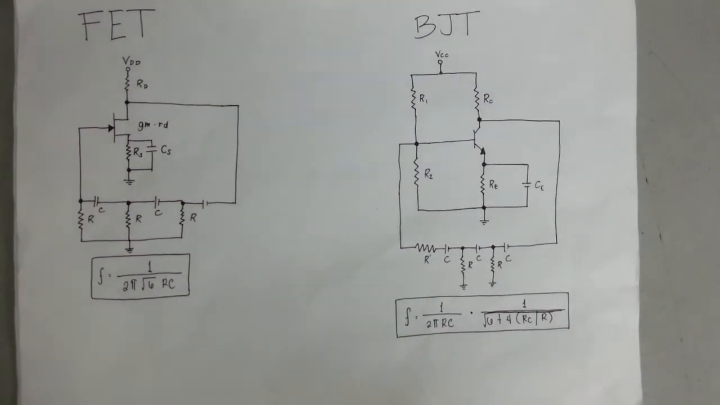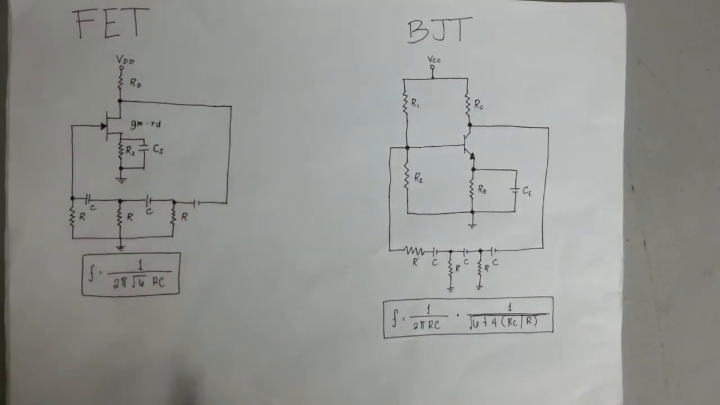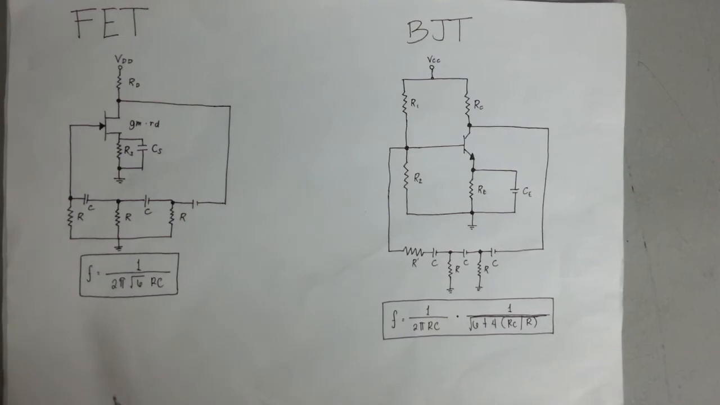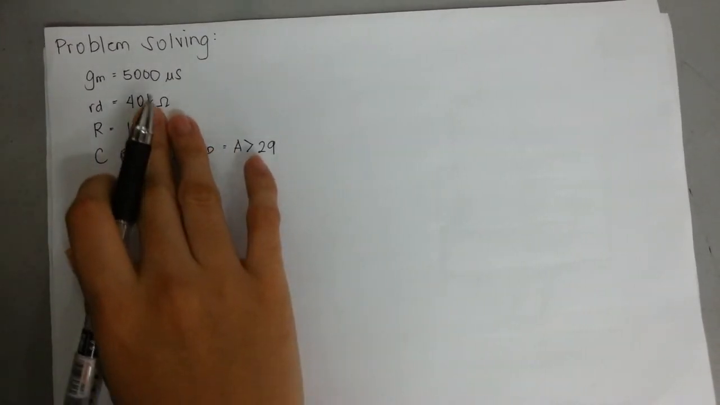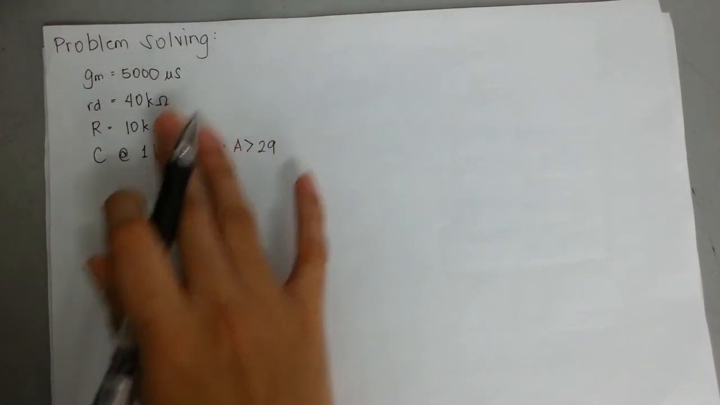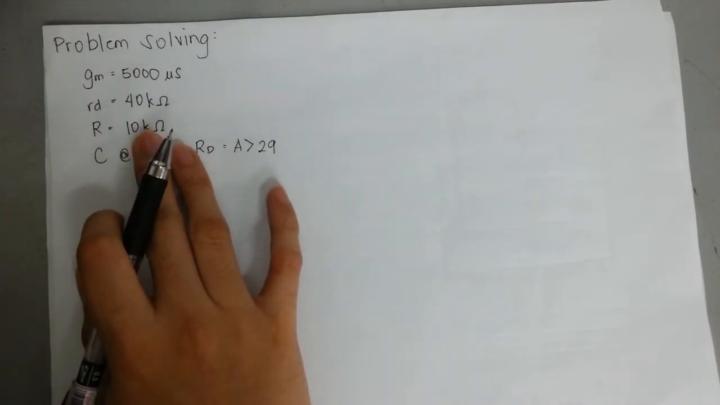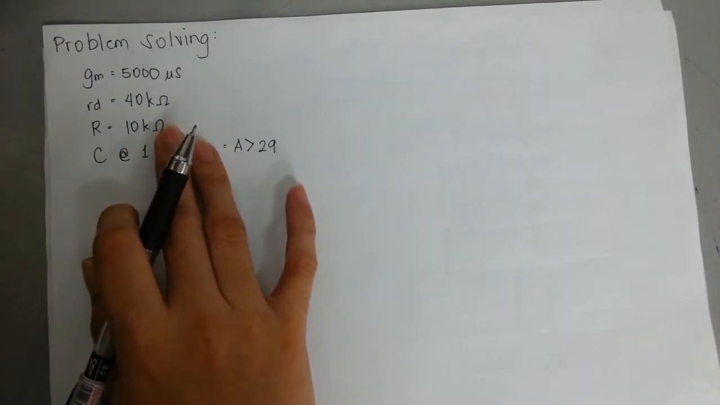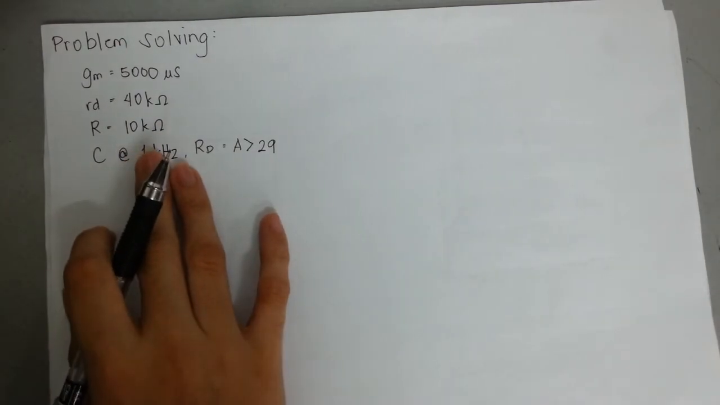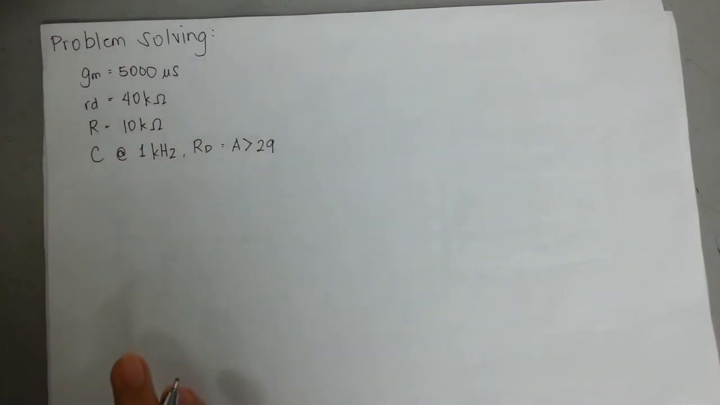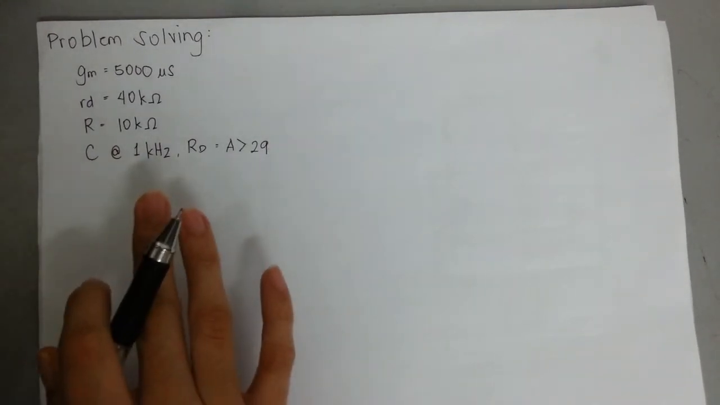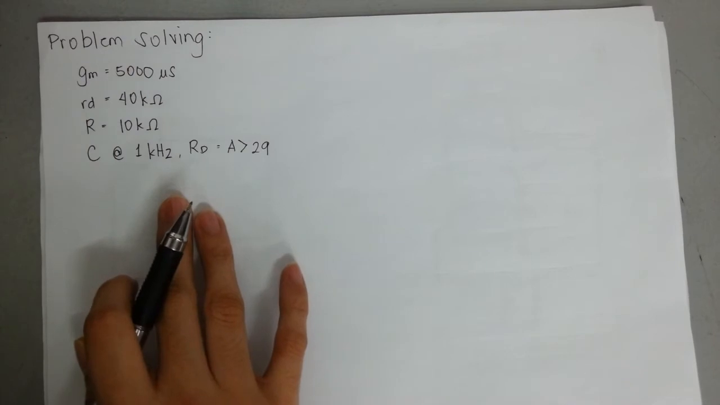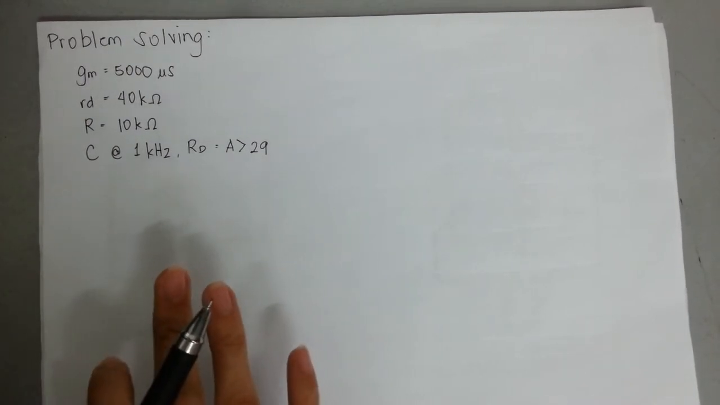Now, we're going to solve one example of an FET phase-shift oscillator. It is desired to design a phase-shift oscillator using an FET having a transconductance of 5,000 microsiemens and an rd valued 40,000 ohms, and a feedback circuit value of R equals 10 kilohms. Select the value of C for oscillator operation at 1 kHz, and RD for the gain A greater than 29 to ensure oscillator action.